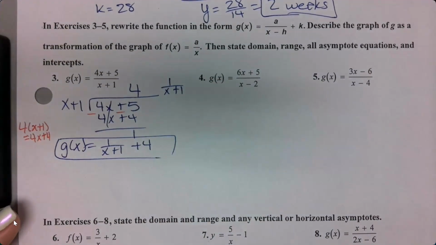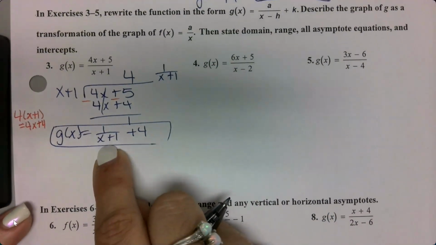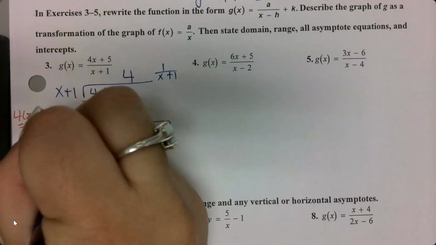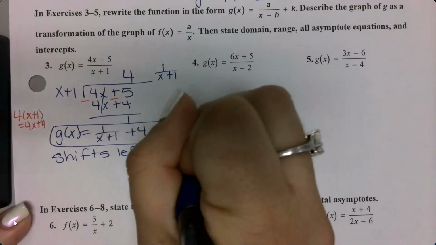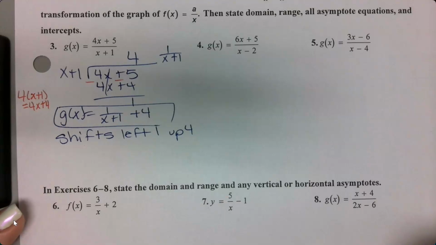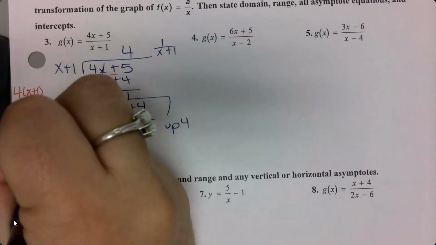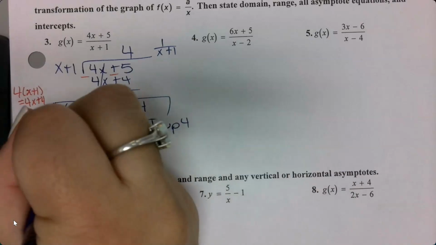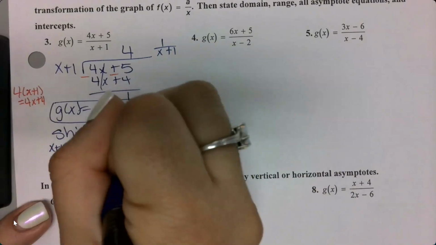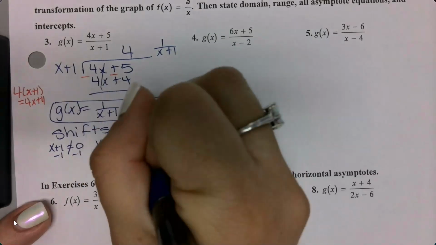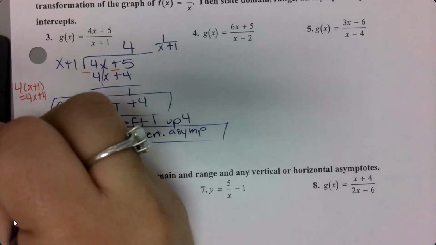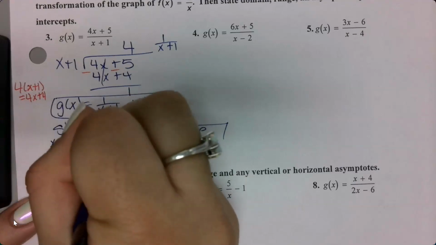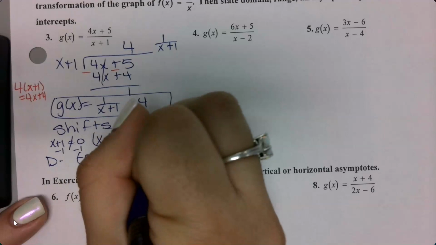That's the first thing it asks me. Then it wants me to describe my transformations. So the number with the x is moving it left or right, opposite the sign. So it's shifting left 1. And the 4 at the end means it's going up 4. My domain is everything except my vertical asymptote, which I can find. I take the denominator and set it not equal to 0. So I get x can't equal negative 1. That is my vertical asymptote. So my domain is going to be negative infinity to negative 1, and then negative 1 to positive infinity.